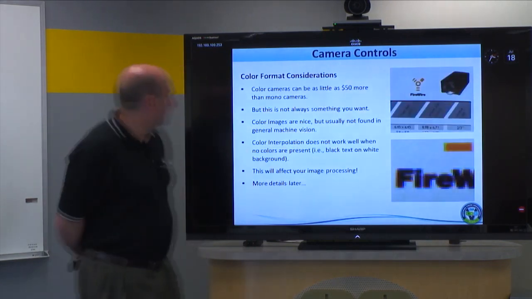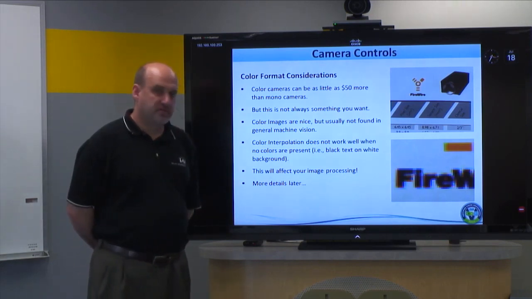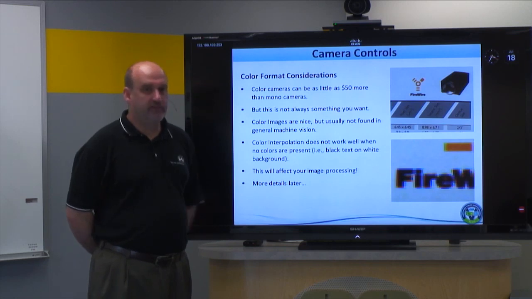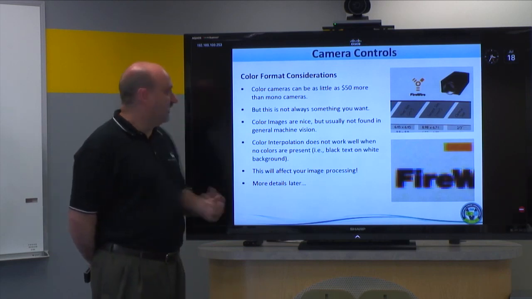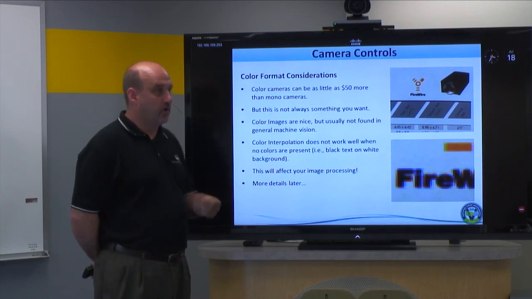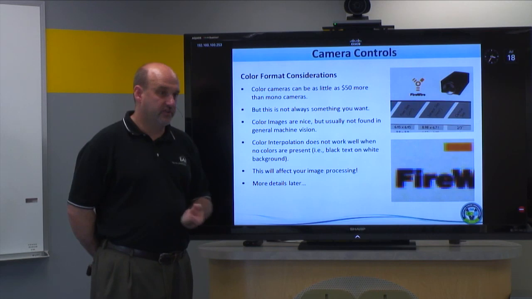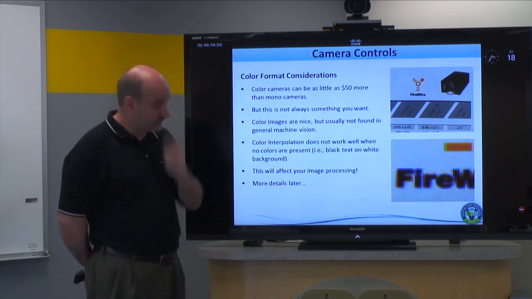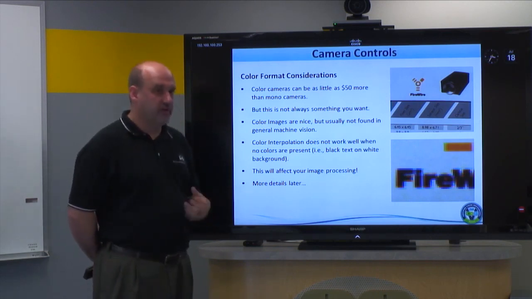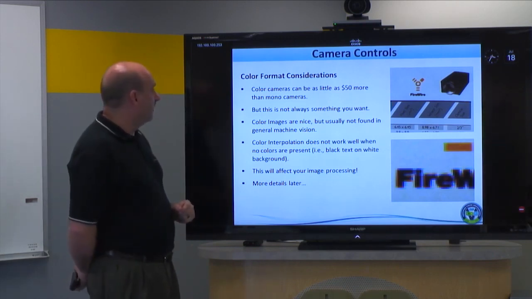Color format considerations. Color cameras used to cost a lot more, especially in the analog days where you had to process that analog signal in the analog realm. There were a lot more components. Today in digital cameras, especially in the machine vision world where the cameras make raw Bayer output, they're as little as $50 more. It's really a difference in the sensor. The camera electronics are basically the same, even though the manufacturer may have to do a little more testing on the color camera.